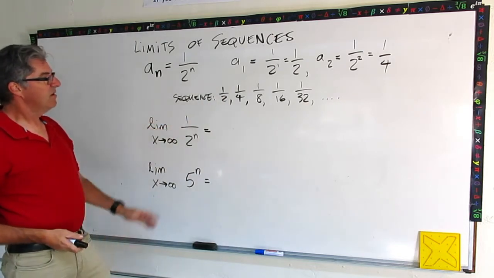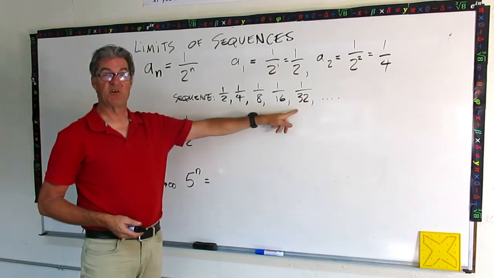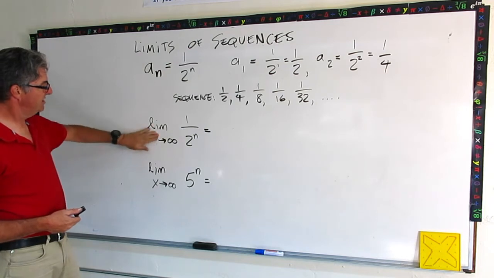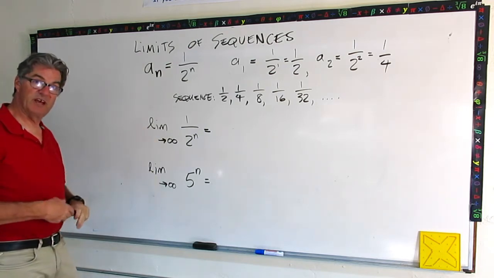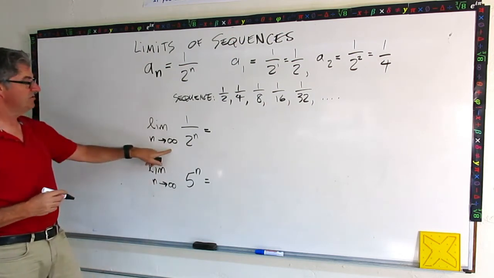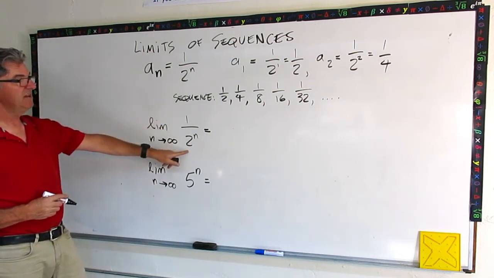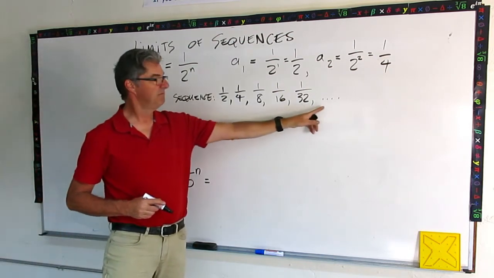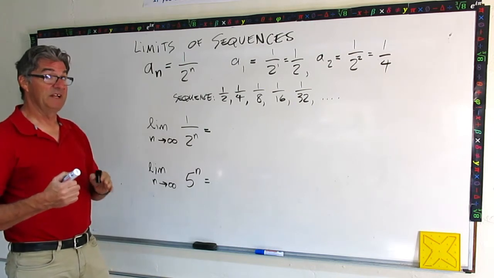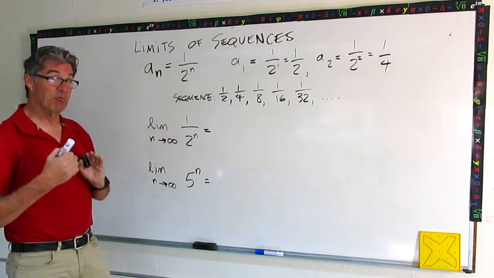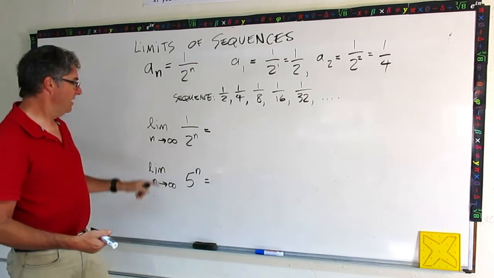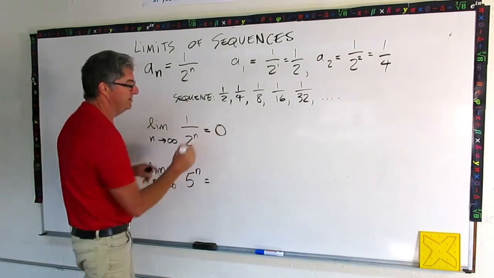So check this out. What's the limit of this function as x goes to infinity? Actually, let's change this. I'm used to using x's because we're doing more algebra-y stuff. This is really going to be an n there. So as n goes to infinity, what's the limit of 1 over 2 to the n? What's happening to this fraction as you go out? It's getting smaller and smaller. It's still positive, but it's going to get really, really close to 0. So it's approaching 0 from the right, and our limit here is going to be 0.